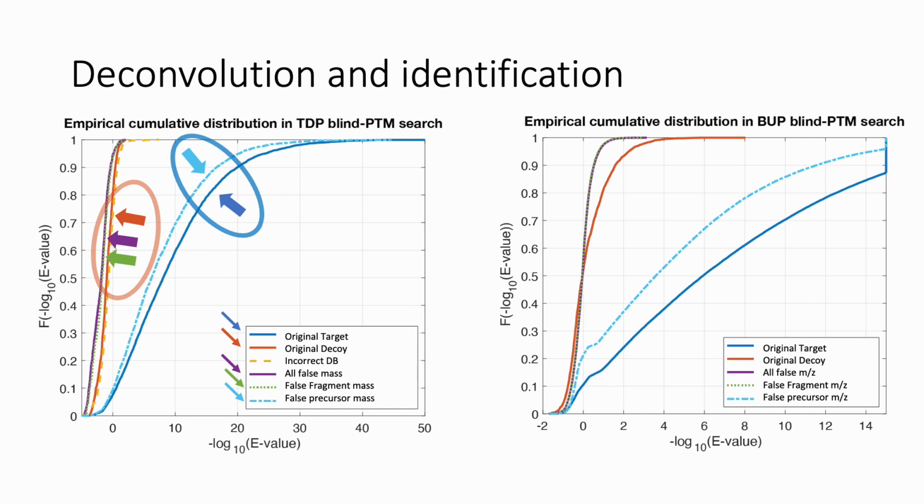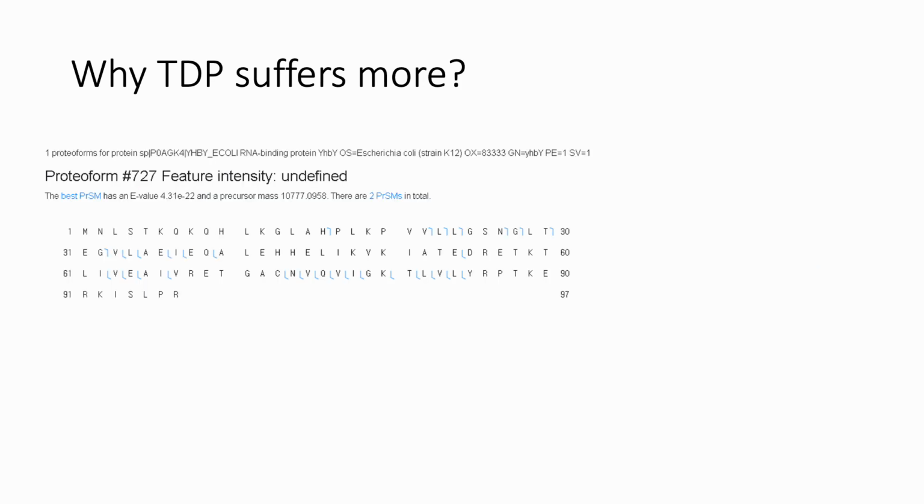The same experiment was done for bottom-up open searches. A similar symptom was observed, but the bright blue precursor mass error was not as close to the target as in top-down, meaning this issue is more serious in top-down than in bottom-up. Then why is this happening? What happens if precursor mass is incorrectly determined in top-down?